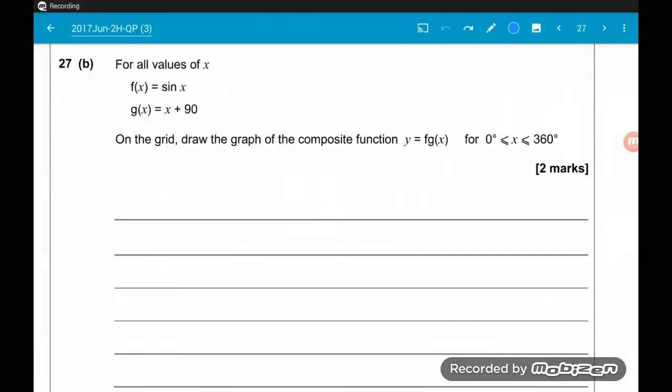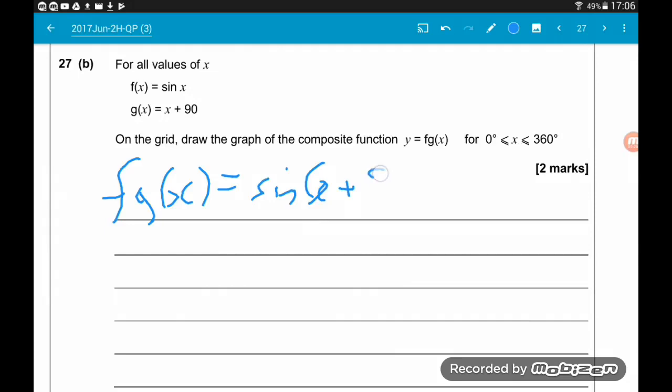Okay, and then 27b, for all values of x, f of x is equal to sine of x, and t of x is equal to x plus 90. Now we're asked to draw the graph of the composite function f t of x. So f t of x is going to be sine of x plus 90.